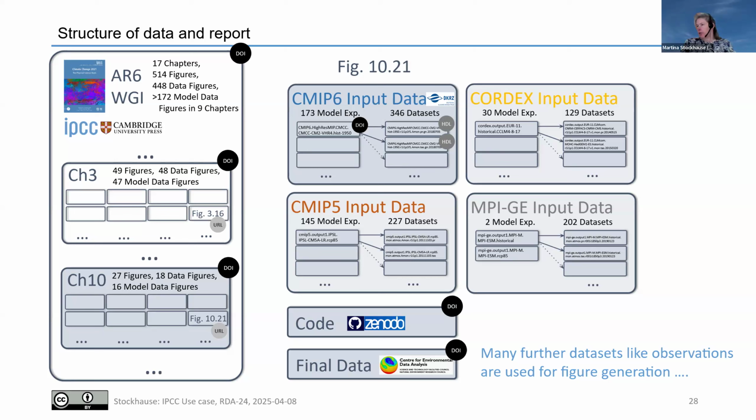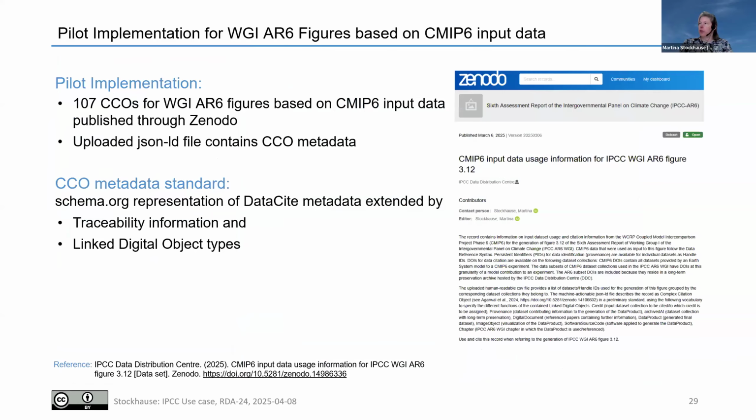Just to finalize, the code is published through the GitHub Zenodo link, and the final data, what you see in the image, is also archived afterwards. So this was more or less the use case, what we are dealing with in a practical sense, and the pilot implementation really is based on this information about model data usage in the report. And we only have archived the CMIP6 data, which I just explained.